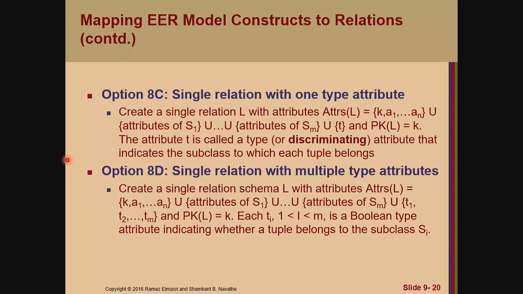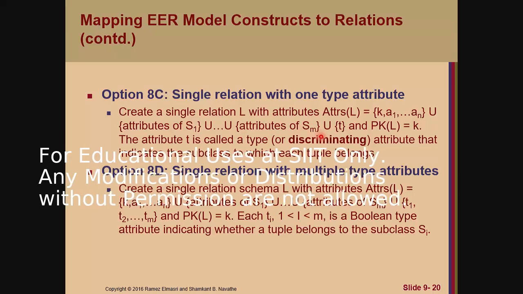Single relation with one type attribute. Create a single relation L with attributes from L, K and the other attributes, and also the attributes from all the subclasses, union them together.